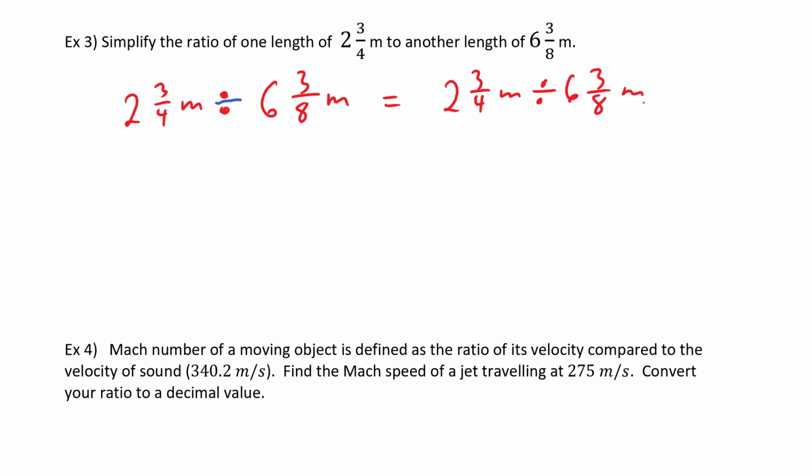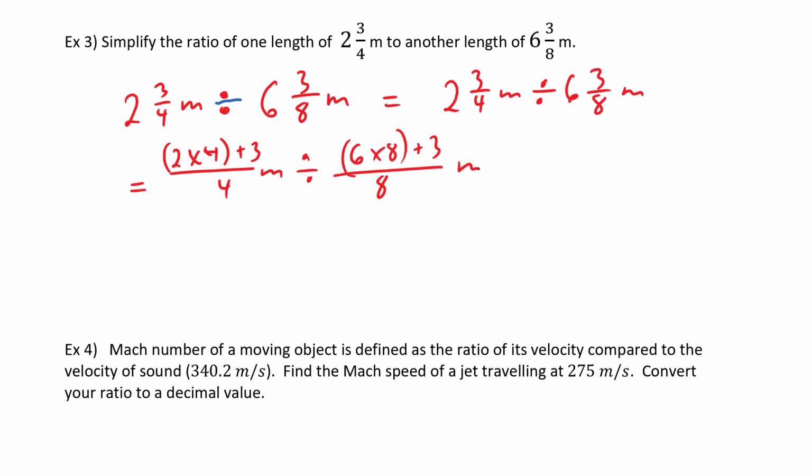Let's work that out. What do we get? We get converting this to an improper fraction, as we've done in a previous lecture. Two times 4 is 8, plus 3 is 11. 6 times 8 is 48, plus 3 is 51.